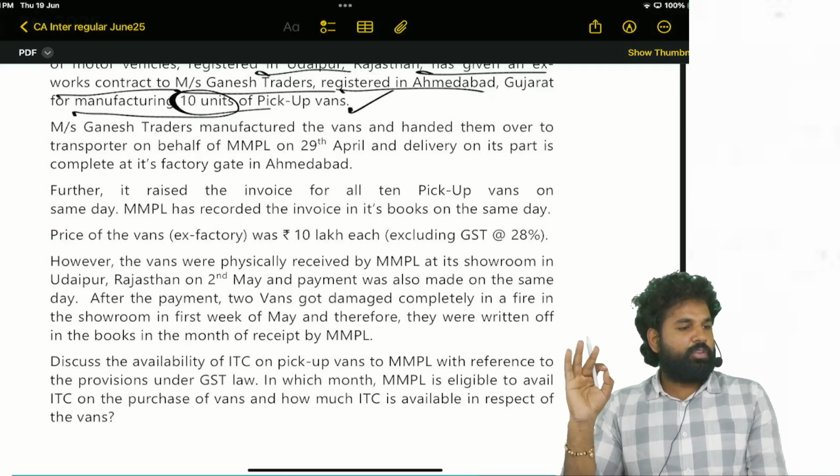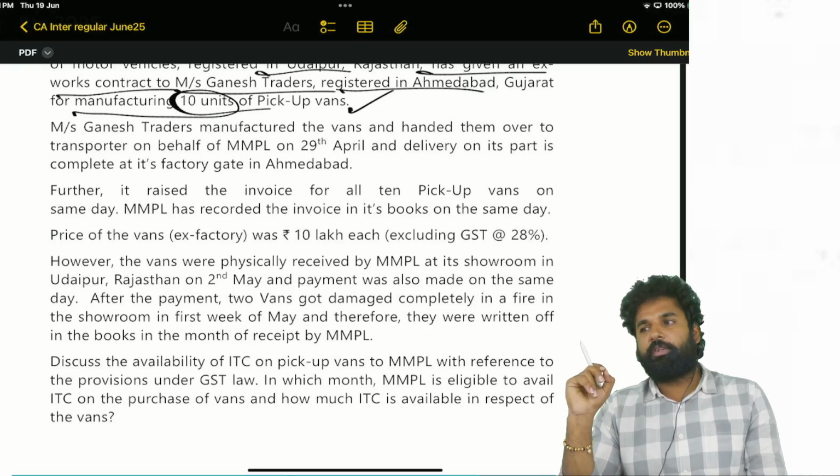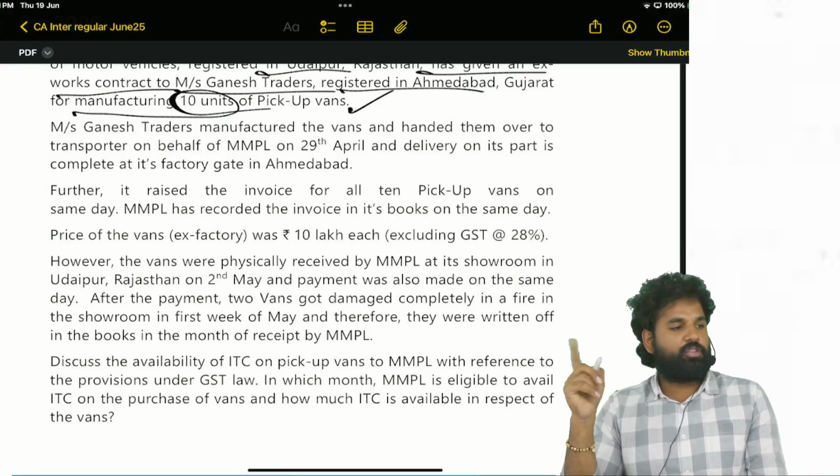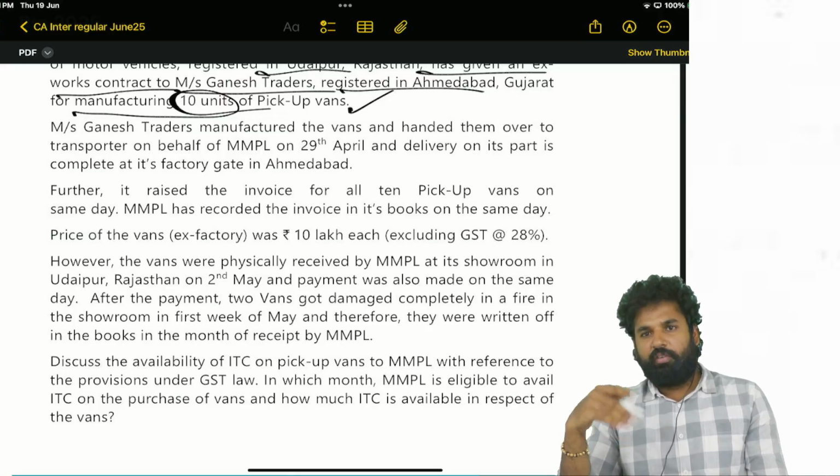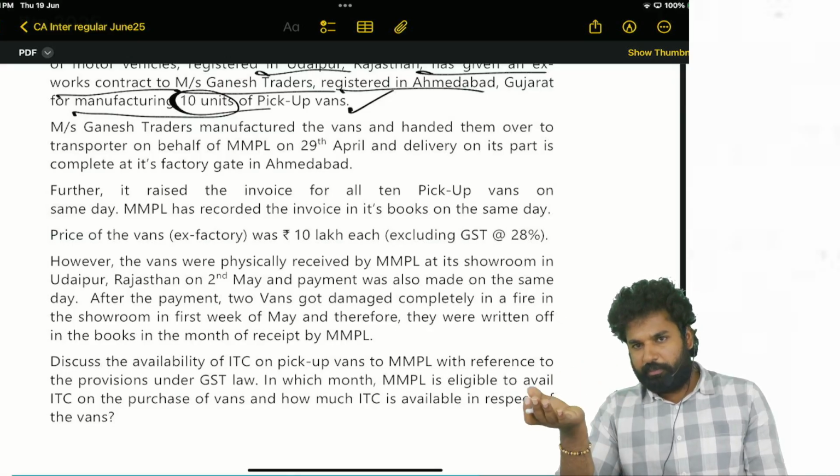Next, price of the vans ex-factory was 10 lakhs each, excluding GST at the rate of 28%. Price of the vans ex-factory, each van is 10 lakhs. 10 vans, that means 1 crore. Rate of GST 28%. Vans were physically received by MMPL. First of all, purchase of vans, no? Vans for transportation of goods. ITC available? MMPL is purchasing.